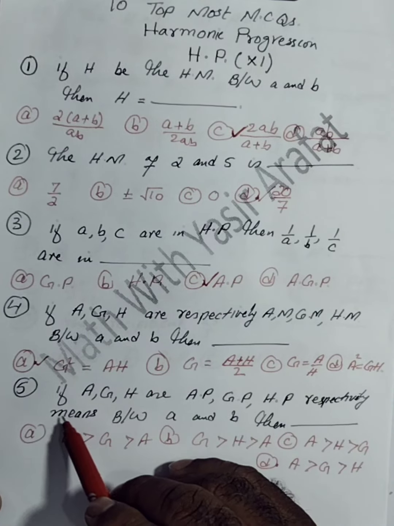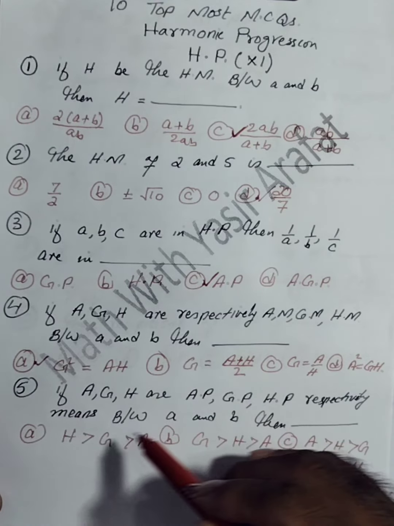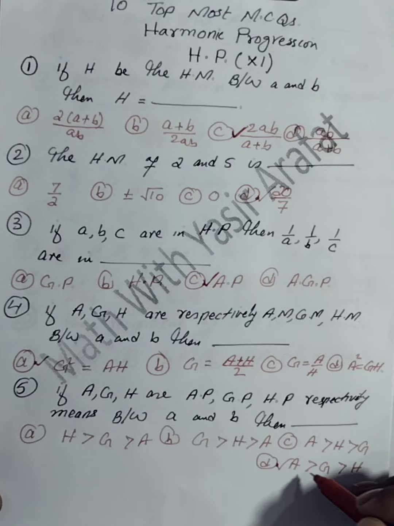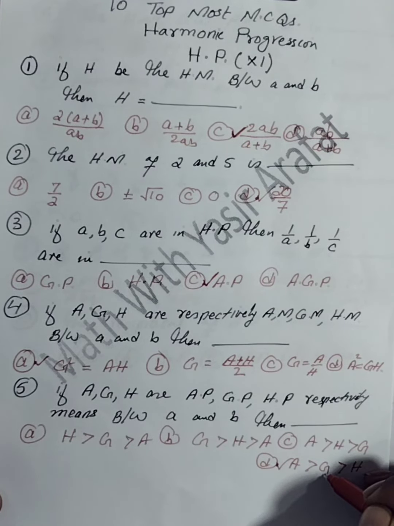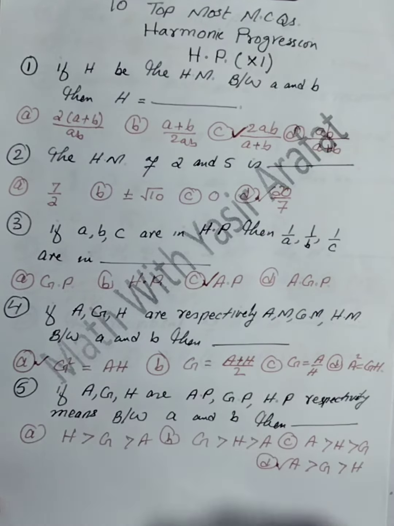Now come to the fifth MCQ. A, G, H, again AM, GM and HM respectively between A and B, then the arithmetic mean will be greater than the geometric mean, which will be greater than the harmonic mean. So the D option is correct for the fifth MCQ.